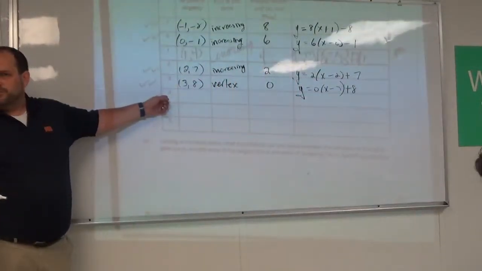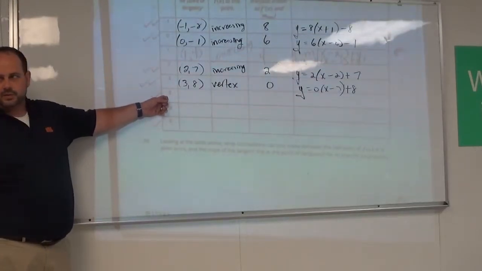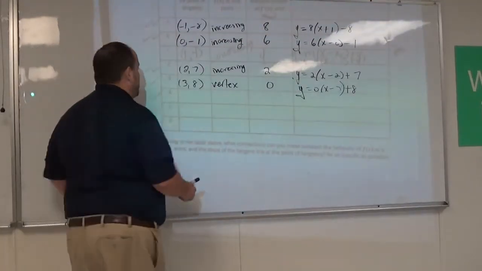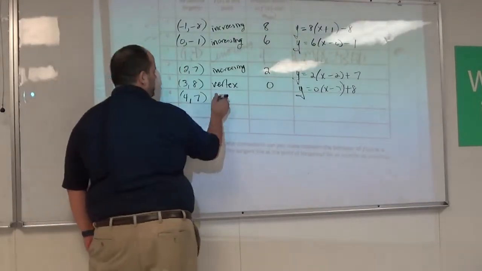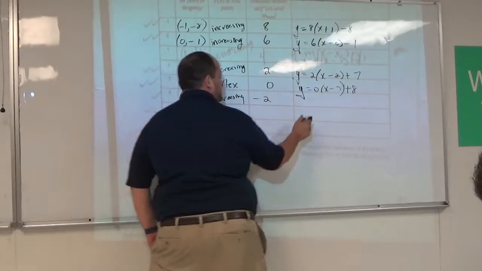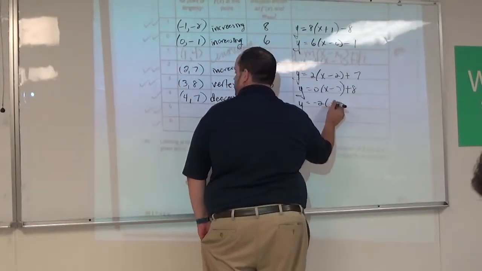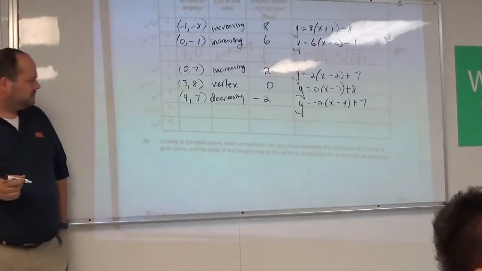X equals 4. Anybody get to x equals 4? I got x equals 5. You get x equals 5. Okay. At 4, the slope at the point is 4, 7. The graph is decreasing. The slope is -2. Y equals -2, x minus 4 plus 7.